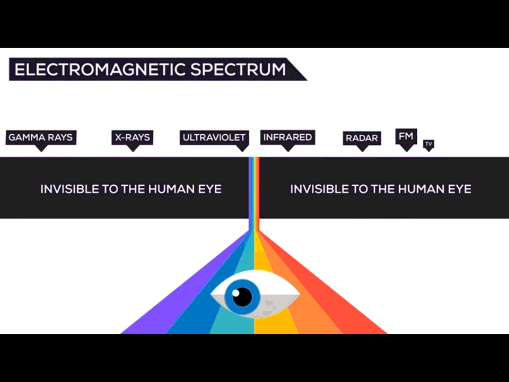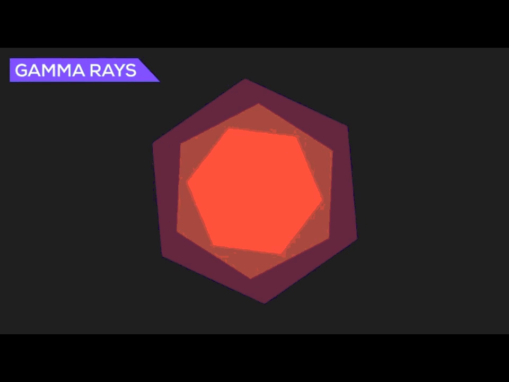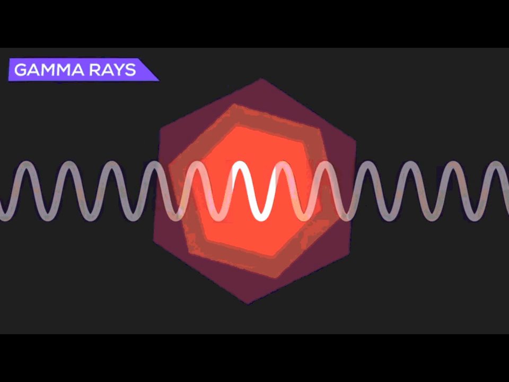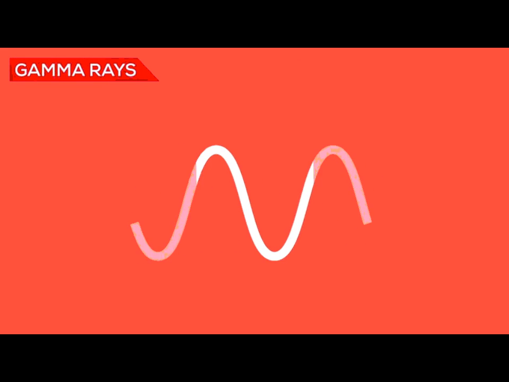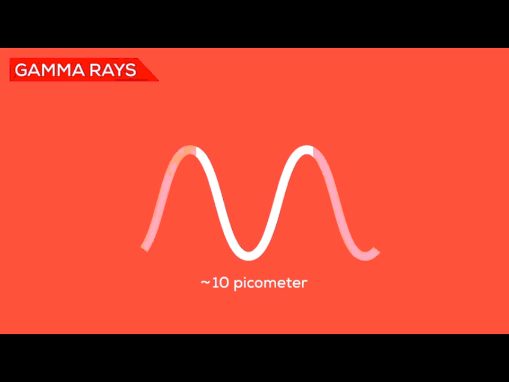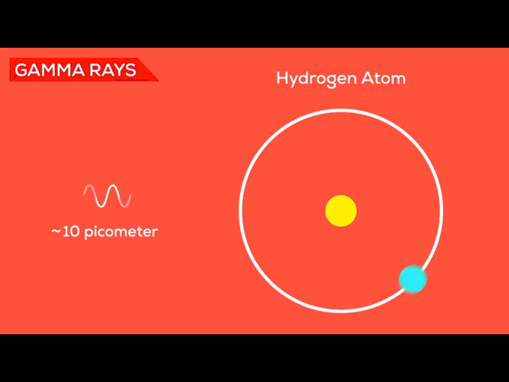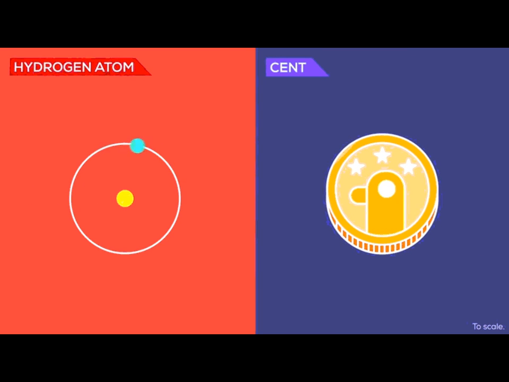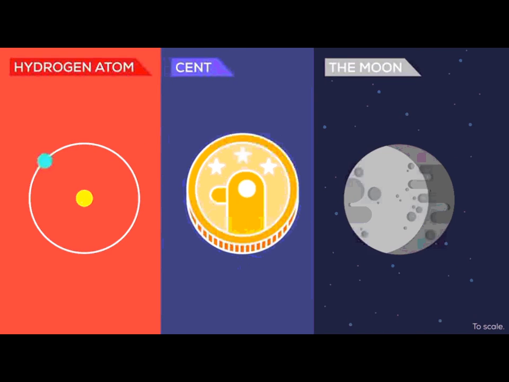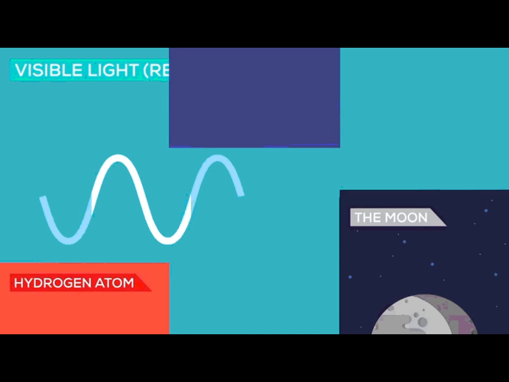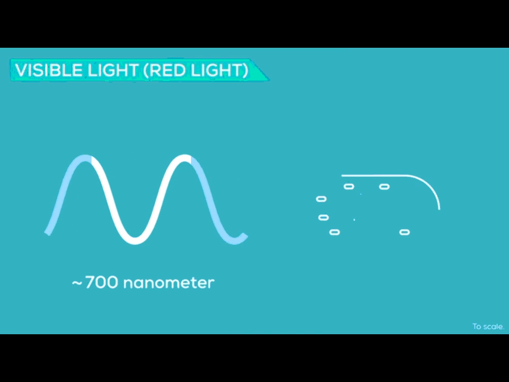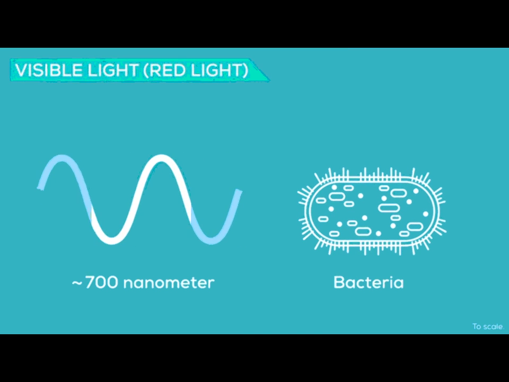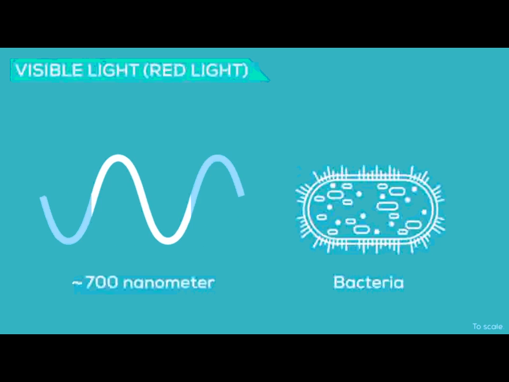Electromagnetic radiation consists of an enormous range of wavelengths and frequencies. Gamma rays have the smallest wavelengths because they're the highest energy photons. But most gamma rays are just under 10 picometers, which is still way smaller than a hydrogen atom. For reference, a hydrogen atom compared to a cent is about as big as a cent compared to the moon. Visible light is in the middle of the spectrum, in the range of about 400 nanometers to 700 nanometers, about the size of bacteria. That's crazy.